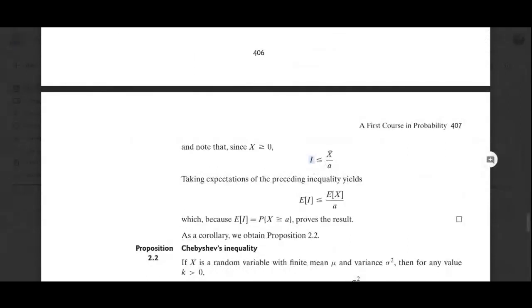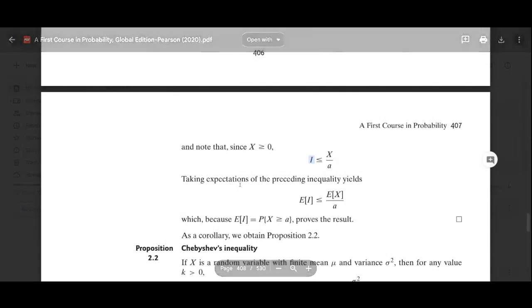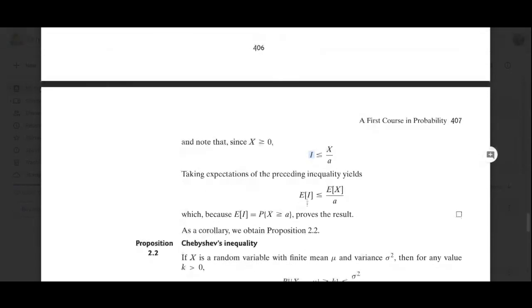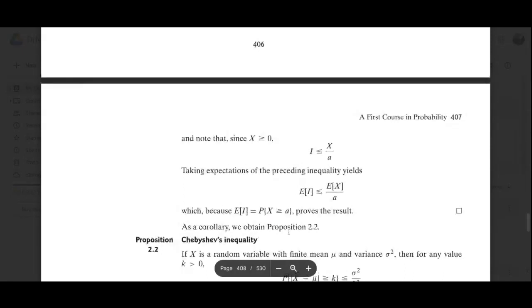Since X has to be at least 0, X divided by a has to be greater than or equal to I. Taking expectations of both sides, we have the expectation of I is less than or equal to the expectation of X over a. And what is the expectation of I? That is the probability of X greater than or equal to a. And yeah, so that's a little proof.